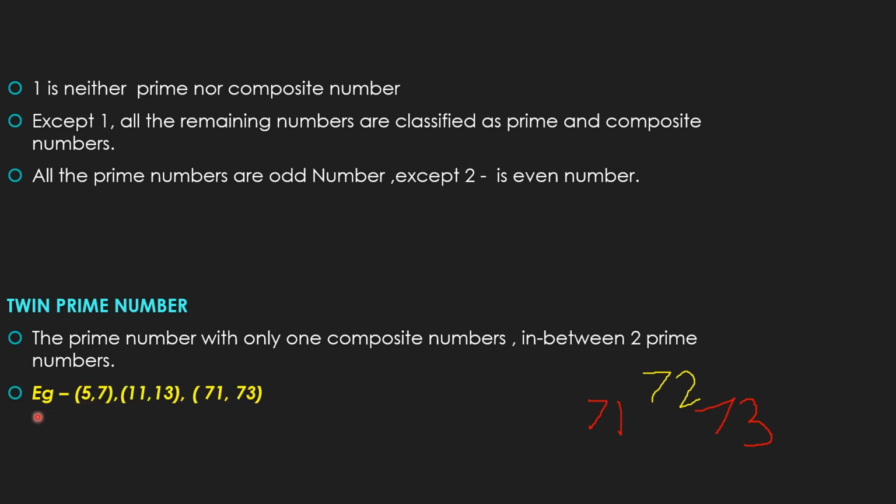We can see some examples. 5 and 7 are prime numbers. In between 5 and 7 is 6, and that 6 is a composite number. I will explain what a composite number is in the coming slides. 11 and 13 are prime numbers. In between them is 12, a composite number. 71 and 73 are prime numbers, and in between them is the composite number 72.